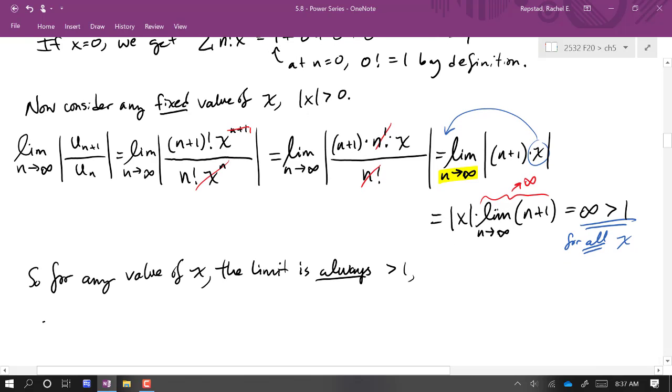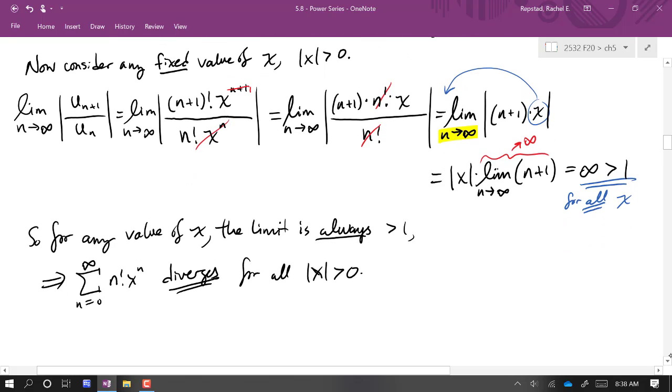And that means that this series diverges for any non-zero value of x. That means that we can't stray from the center at all and get convergence. So the radius of convergence is equal to 0.